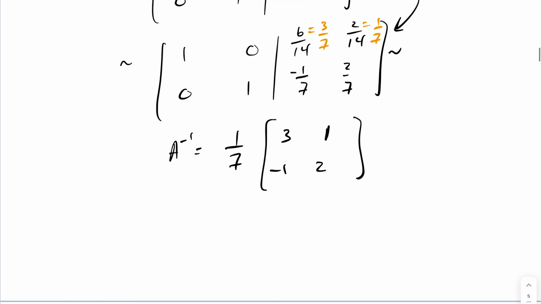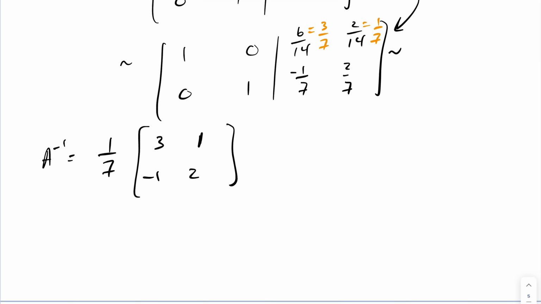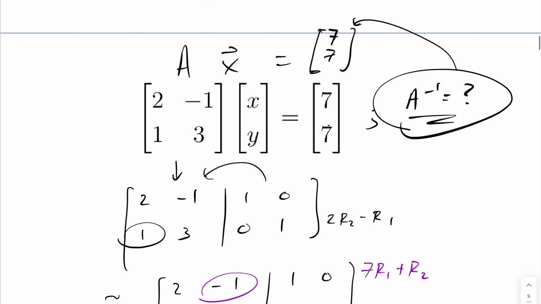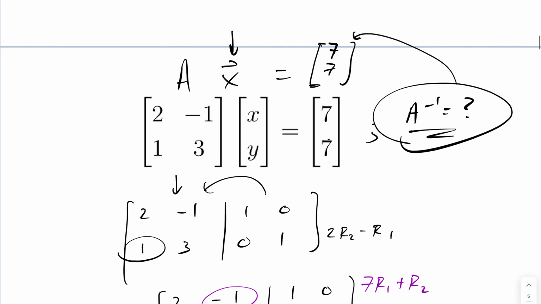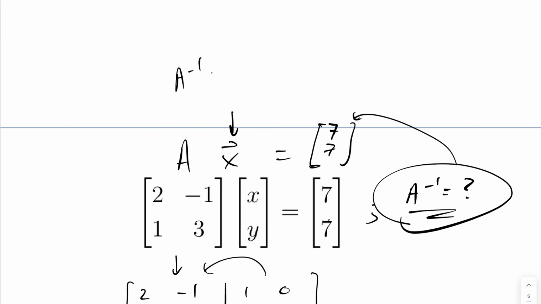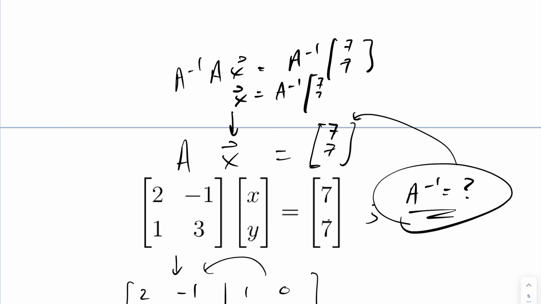matrix A inverse. So now that I have my matrix A inverse, what do you do with it? Well, up here I know that A times x equals this answer, 7, 7. I want to solve for this here. So what I'm going to do is multiply both sides by A inverse on this expression. A inverse times A is just the identity matrix. You end up just getting your answer, the x and y, being equal to A inverse times matrix 7, 7. So that's what I want to calculate here.